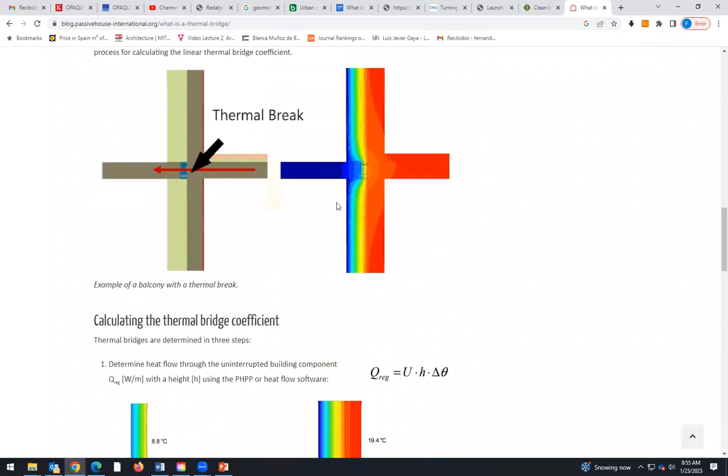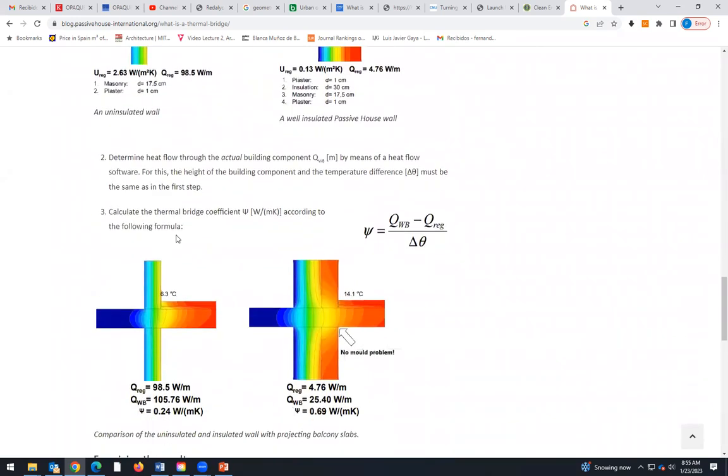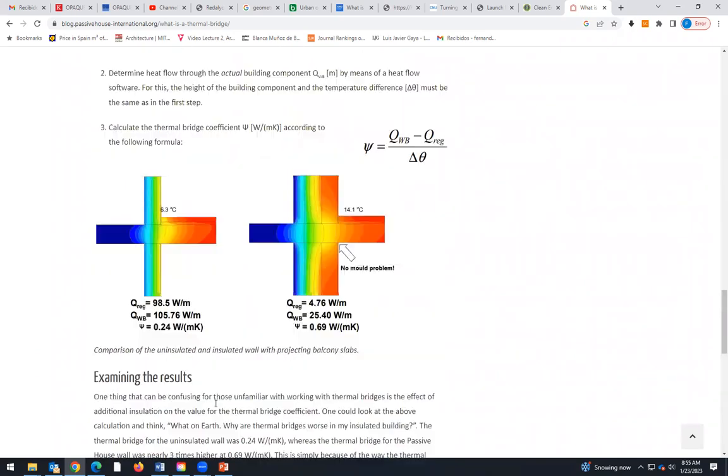If we have a wall, usually we don't have thermal breaches. But if we have a floor-to-wall transition or a wall-to-roof transition, then it's very easy that we can have thermal breaches because at some point we interrupt the thermal insulation. This is a thermal breach. Okay.